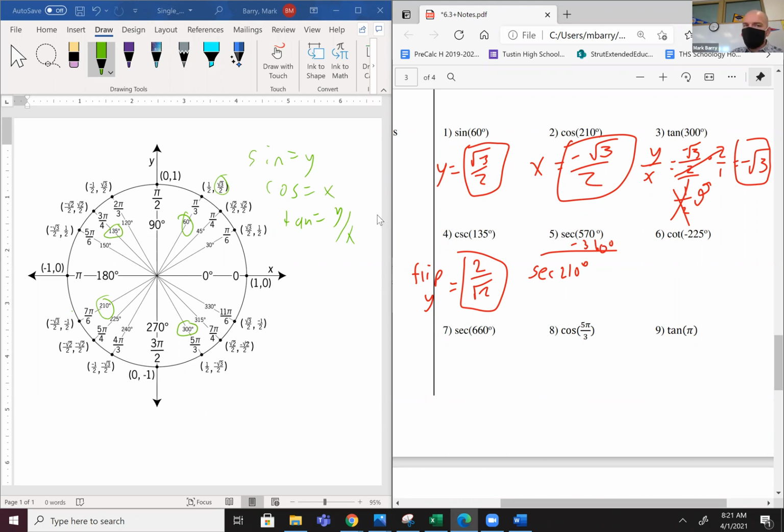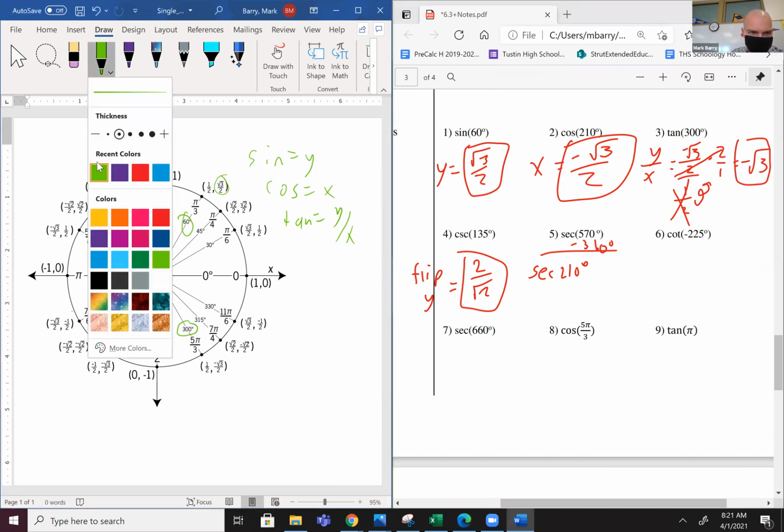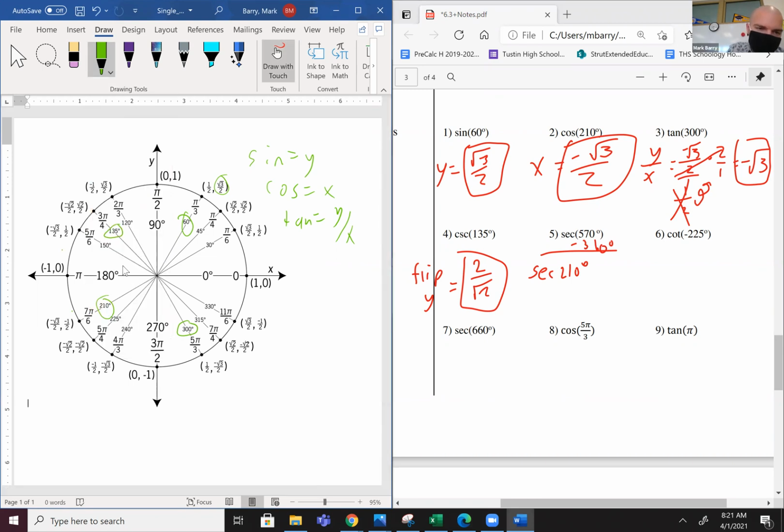Is 210 on our unit circle? Yes, it is. In fact, we've already used it, correct? It's down in the bottom left. 210 degrees right there. So I said for secant, we're going to flip x, correct? If it's a fraction, and it is a fraction. So my x value there is negative rad 3 over 2. So I'm going to say negative 2 over radical 3.